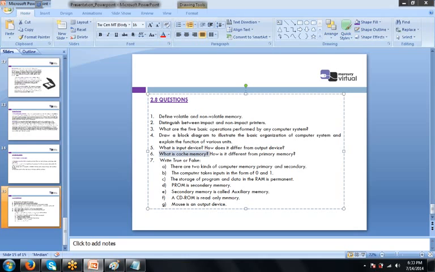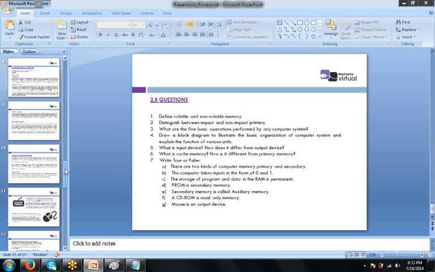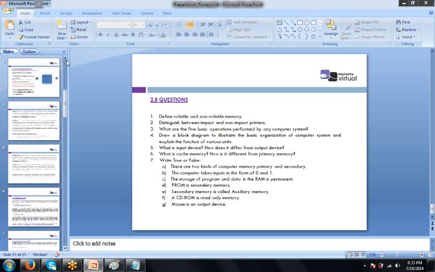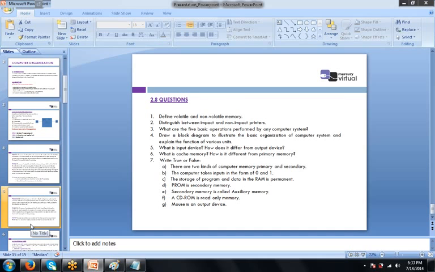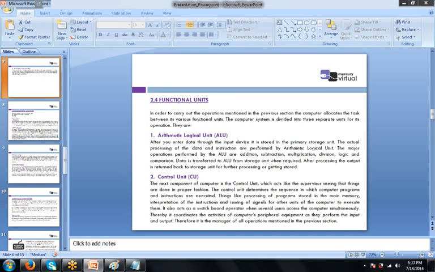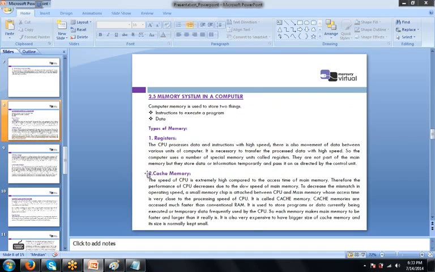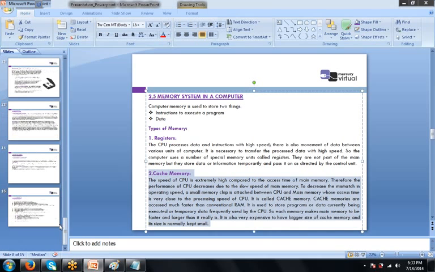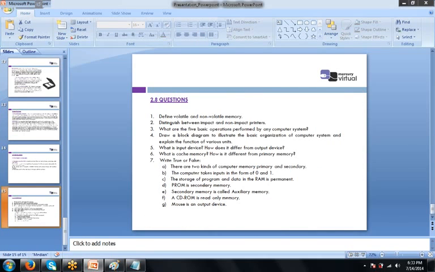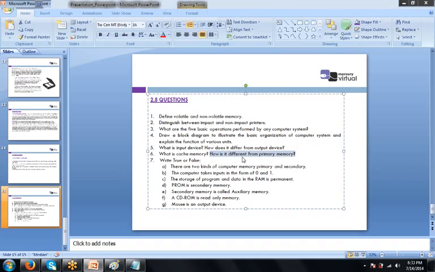Another question is, what is cache memory? As I told you, cache memory is an inbuilt memory that is very expensive in nature, used for storing data on a temporary basis. So this is cache memory. Clear? Then how is it different from primary memory? Cache memory is expensive, but primary memory is not expensive. Clear?